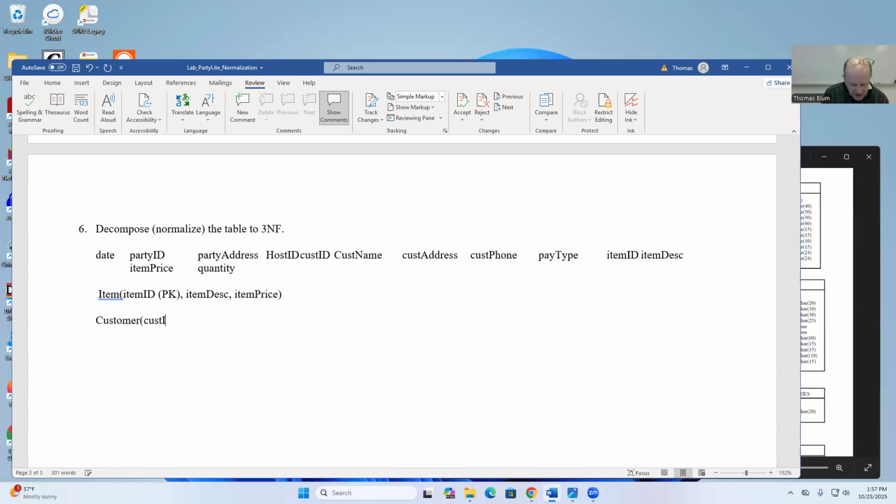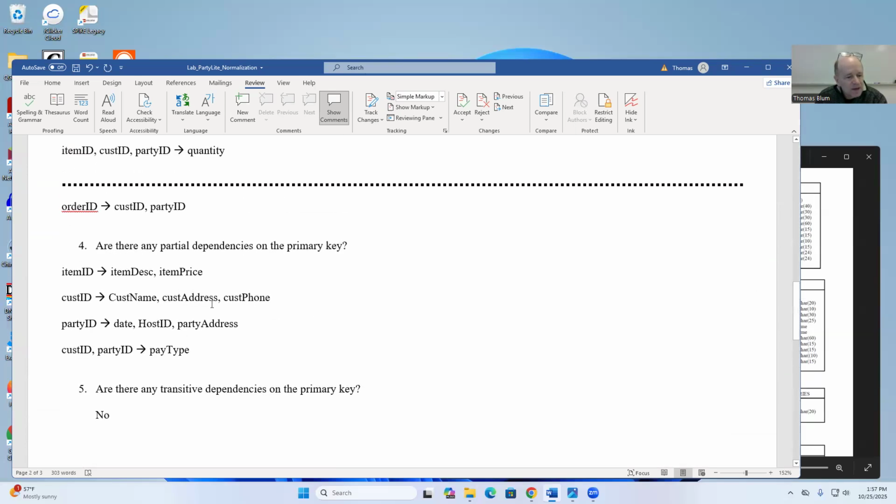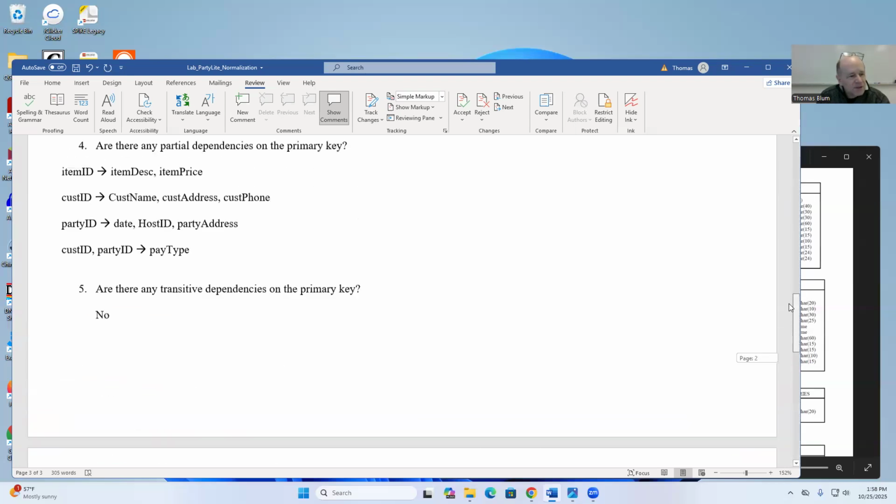So clearly a customer ID and customer name and a customer address. I think there was customer phone. And the ID was the primary key.